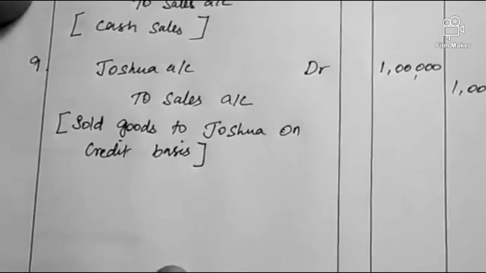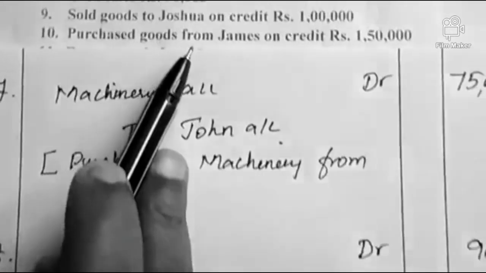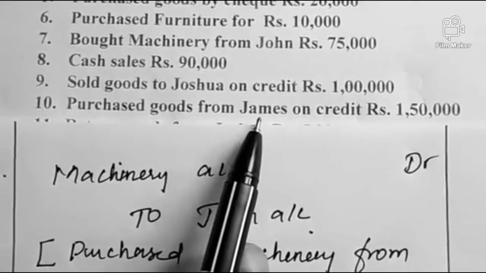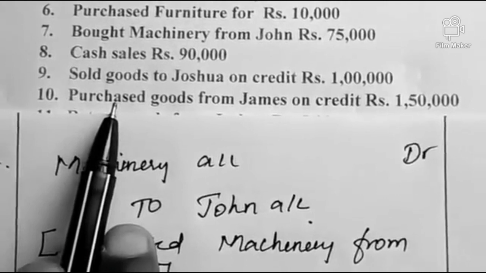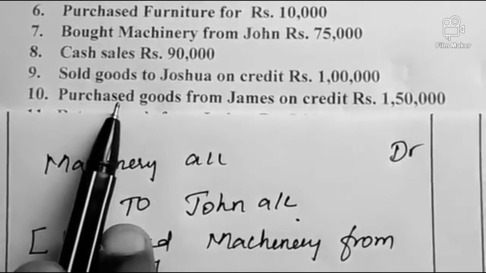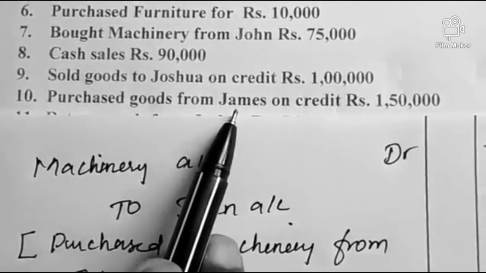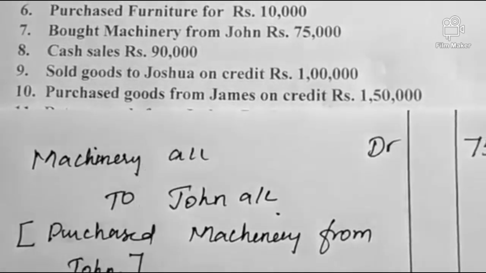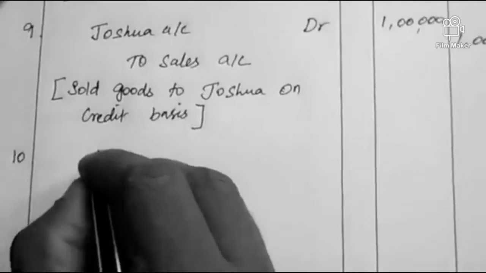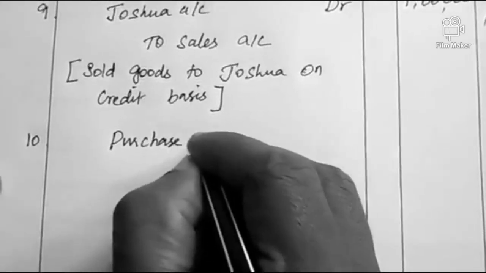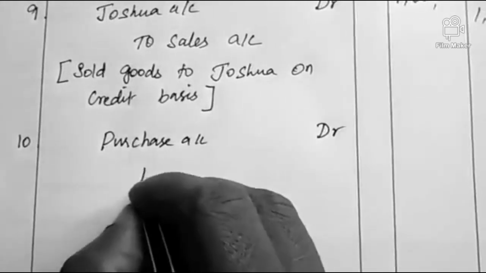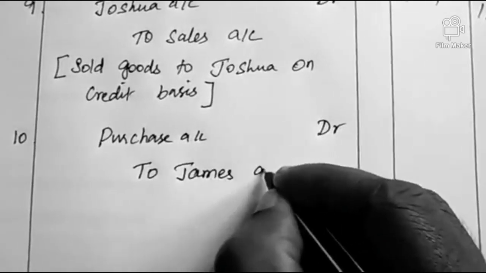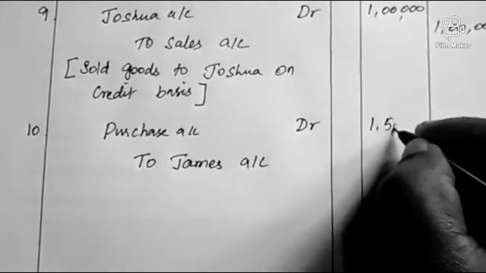Look at the next transaction. Purchase goods from James on credit. They have given the name of the person from whom you have purchased the goods. For cash purchase, the entry is purchase account debit to cash. But this is credit basis, so instead of cash, you have to write the name of the person from whom you have purchased the goods. So the entry for this transaction is purchase account debit to James account. How much? 1,50,000.